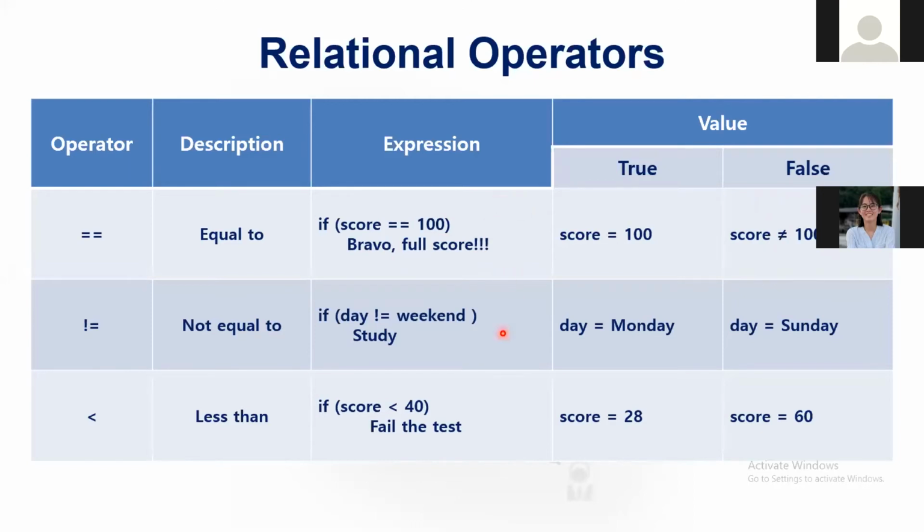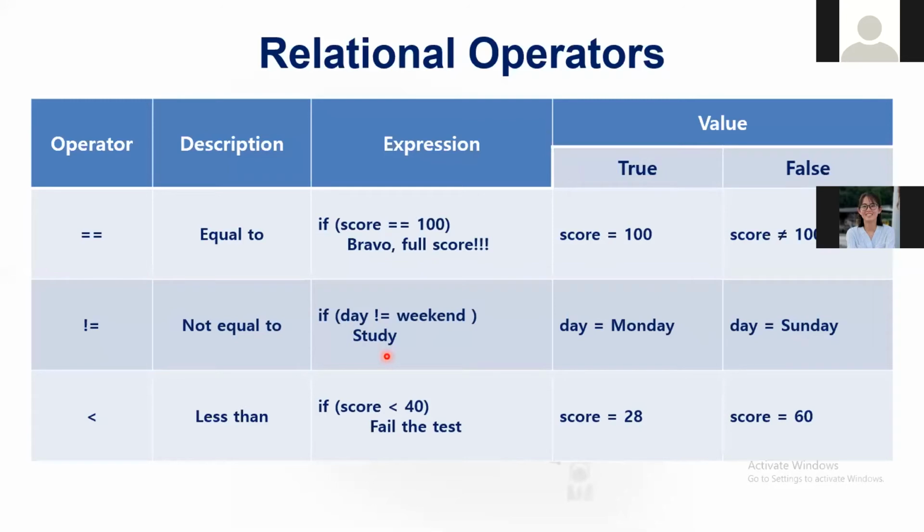So if we go to the next one, is not equal to. If it's not equal to weekend, then you have to study. Today is Monday. It's not a weekend, so you have to study. Here, day equals Monday. Monday is not weekend, right? So it means that the condition is true. So we study. But if it is a Sunday, Sunday is actually weekend, right? So it means that it is false. It's a false condition, then you don't need to study, so you probably play games.